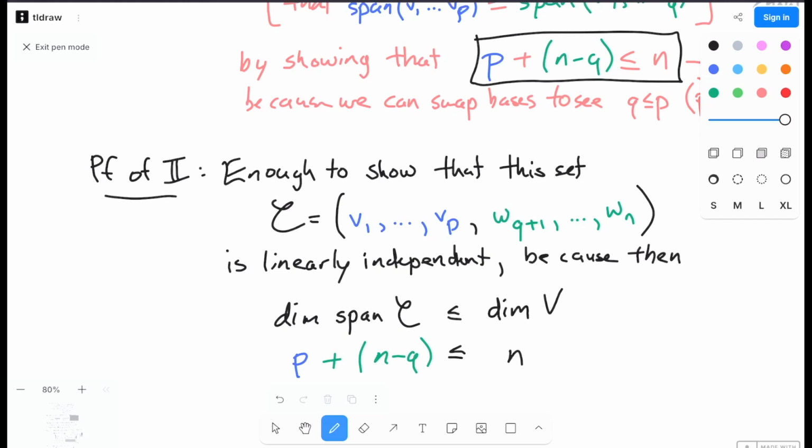So this is now our new goal. Our new goal is to show that this set is linearly independent. And hopefully it's believable now that there's actually going to be some vectors involved, right? Some real linear algebra. So what does it mean to show that a set is linearly independent?